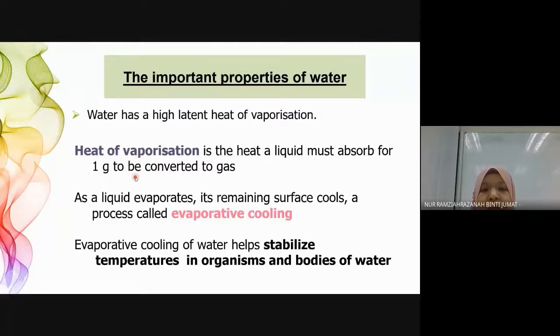So the heat of vaporization is the heat a liquid must absorb for 1 gram to be converted to gas. It means the same as heat capacity just now: they need a larger amount of heat just to break the hydrogen bonds, so the liquid can break the hydrogen bonds and then move quickly until it can be converted to gas.